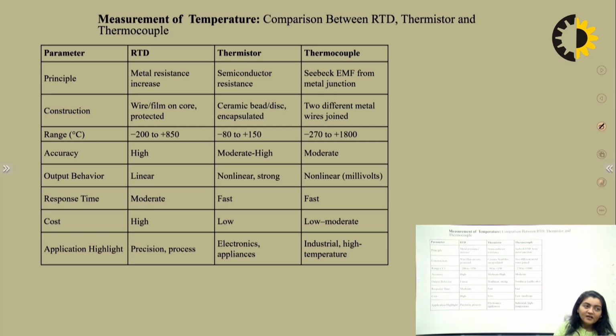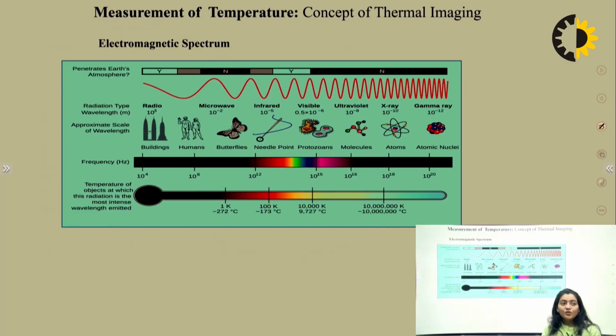Application highlights: RTD when precision is needed, thermistor for electronic appliances where sensitivity is needed, and thermocouple for industry or when high temperature is needed. So let's move to thermal imaging.